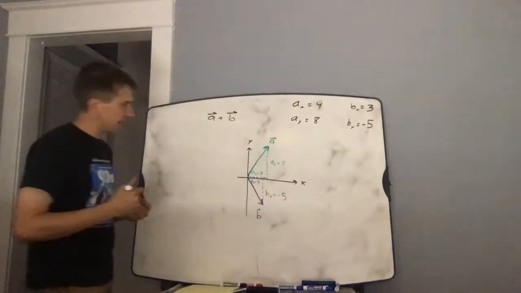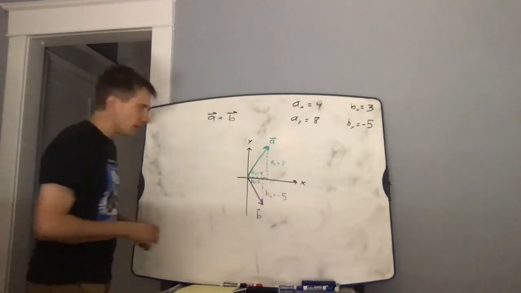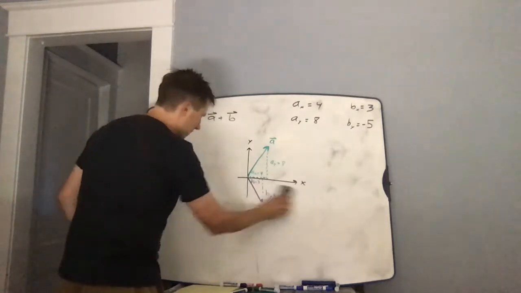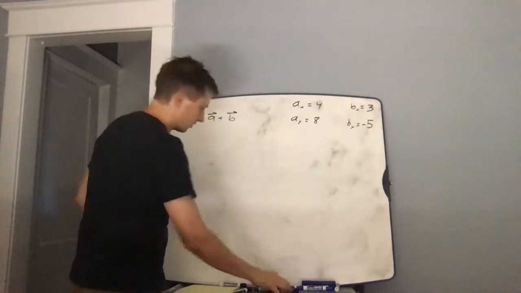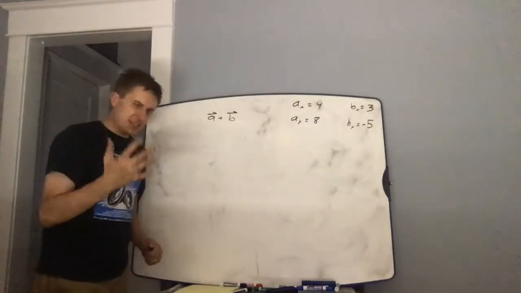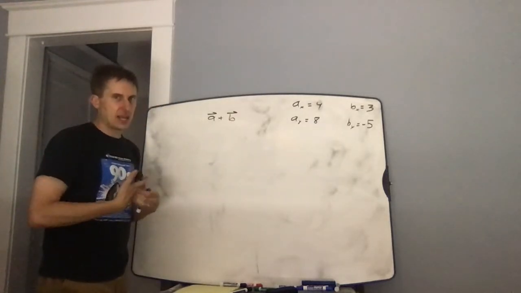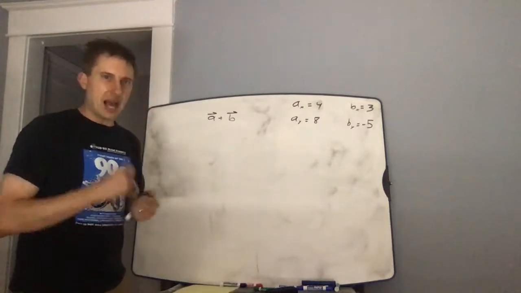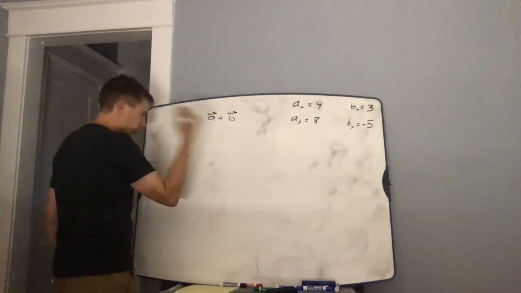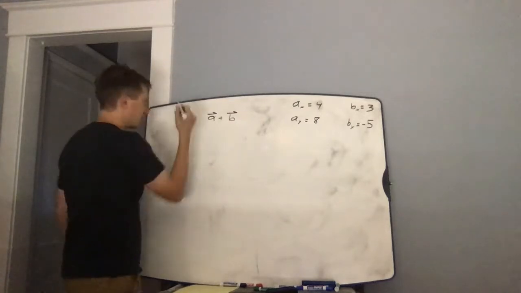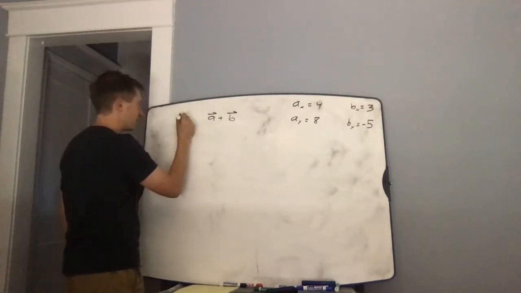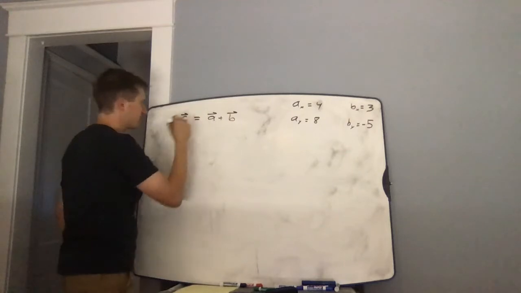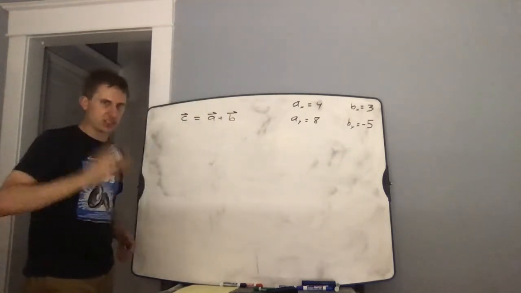And now we are going to add these two vectors together. So we said the way we add vectors is we add their components individually. As somewhat of an aside, right now we have A plus B written on the board, but I like to create a new vector and give it a new symbol. So I'm going to invent vector C, and I'm going to say C is A plus B.